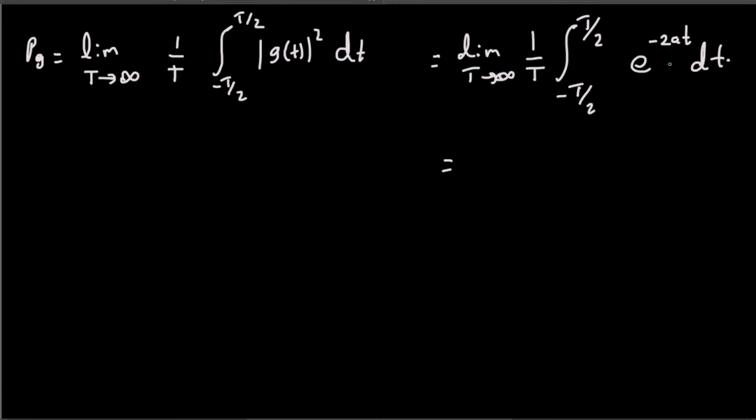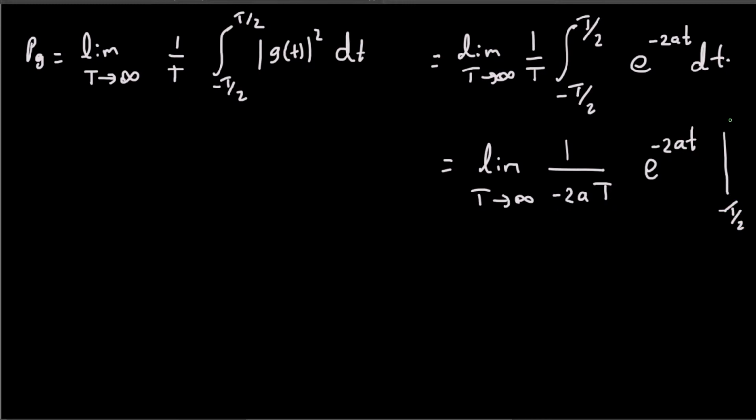If we integrate this, the exponential part remains the same, but it is divided by the coefficient in front of t, that is -2a. So we can write this as the limit as T approaches infinity of 1 over -2aT, since anything not related to t is a constant and we can bring the -2a in the denominator to the front, and then e^(-2at) evaluated from negative T/2 to T/2.